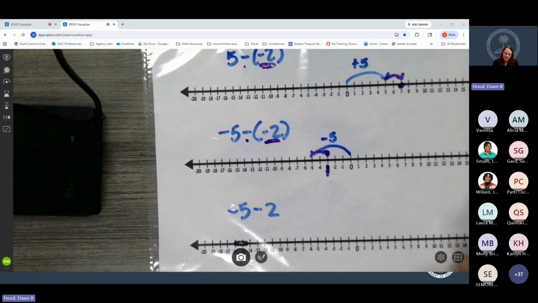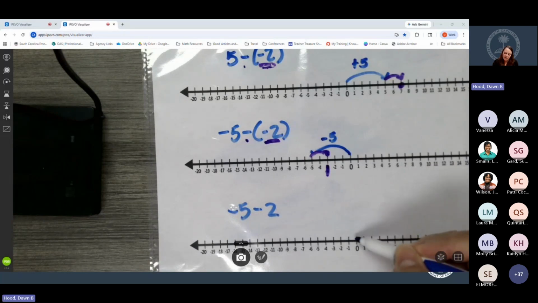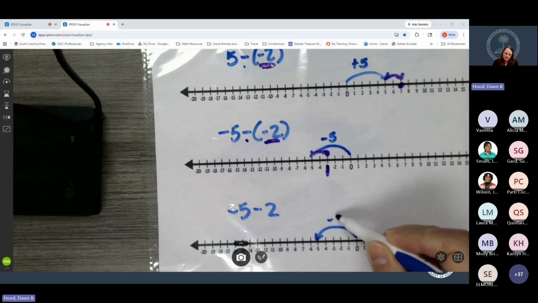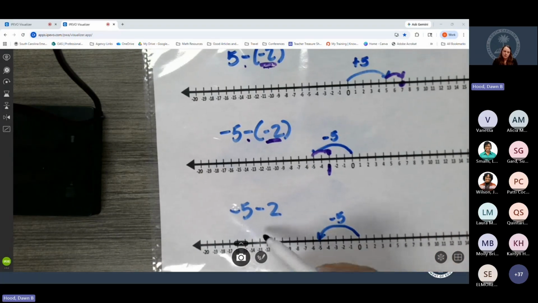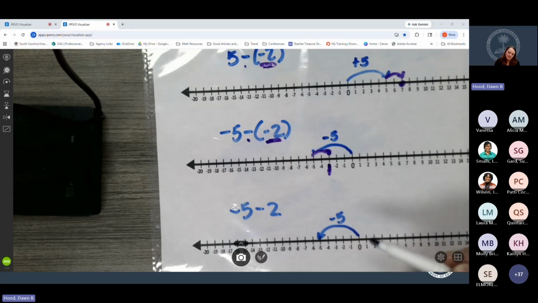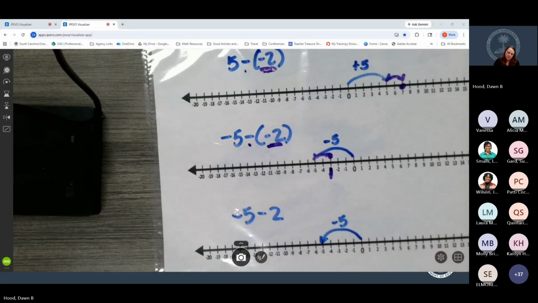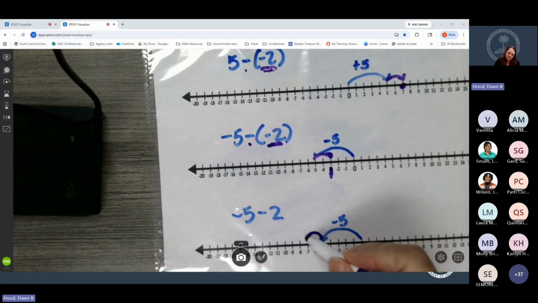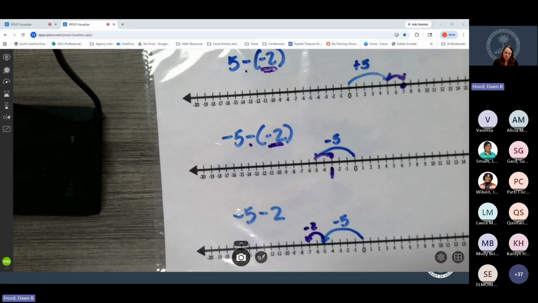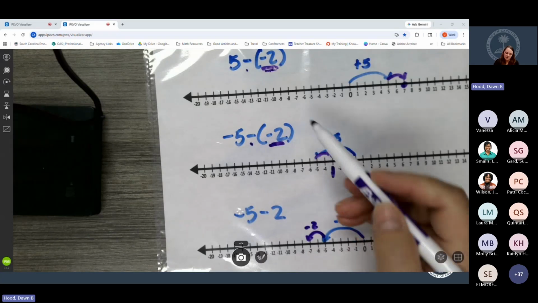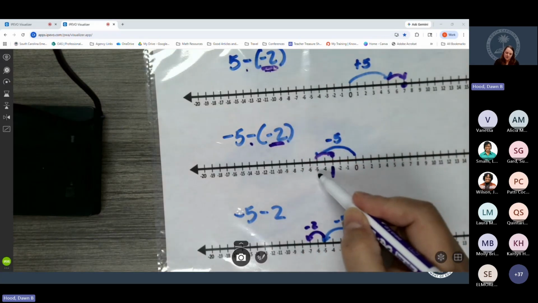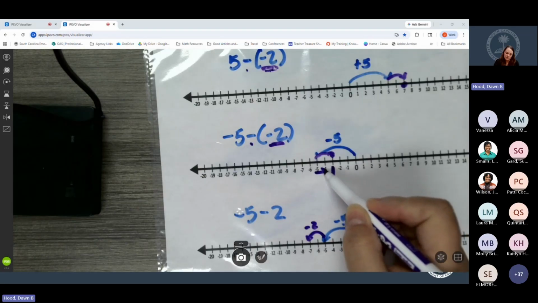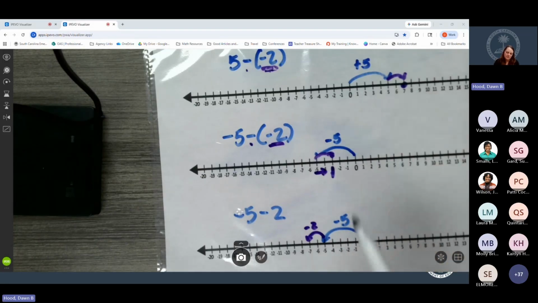All right, so -5 minus 2. So I'm going to start by going left 5. That's -5. And I'm subtracting a positive number so I can continue going to the left 2 more places. So another -2. Where here, we had to turn around and go the opposite direction because of the 2 negatives. So we had to change and go the opposite direction. Same thing there.